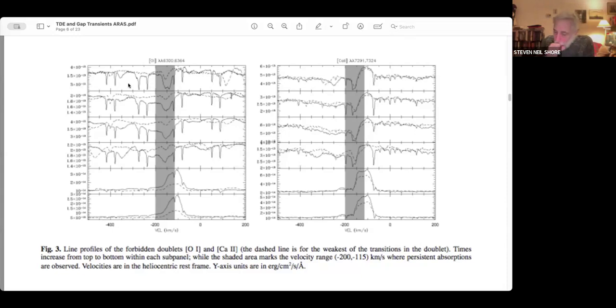Excuse me. The other point was that in time, this flipped over into emission. This is something I want to explain in a little bit more detail. So let me go to another screen share.